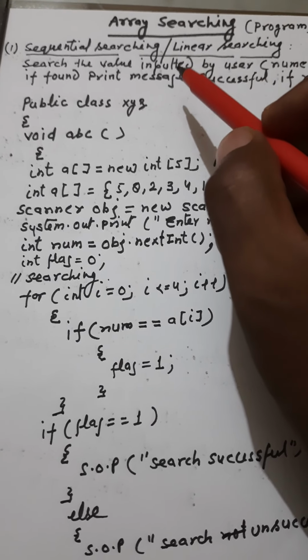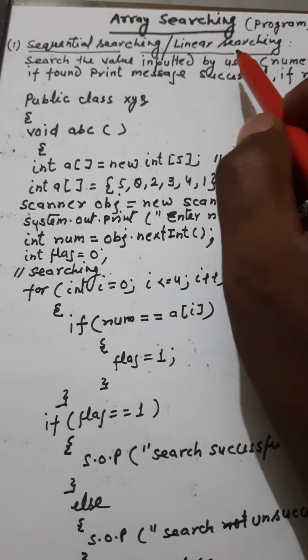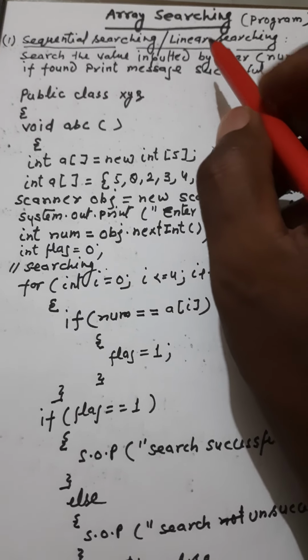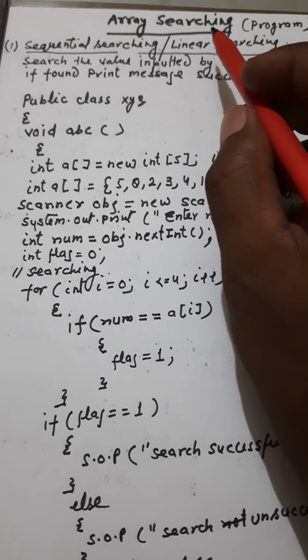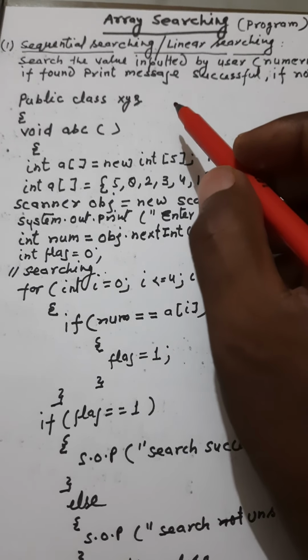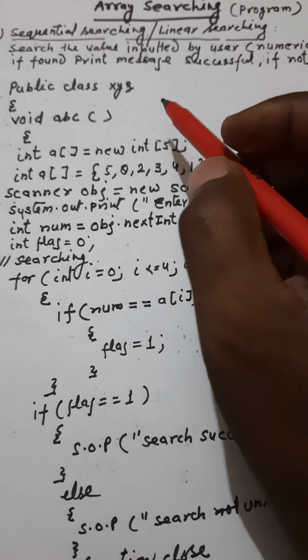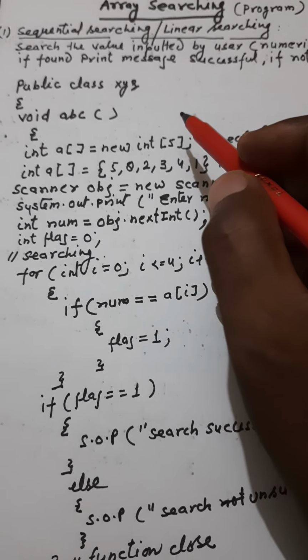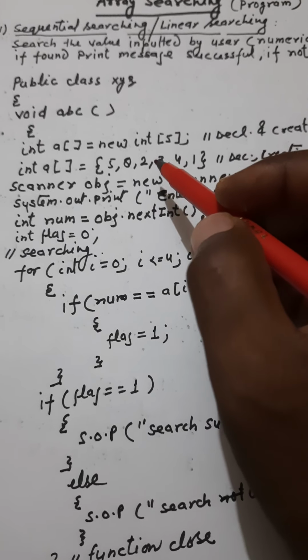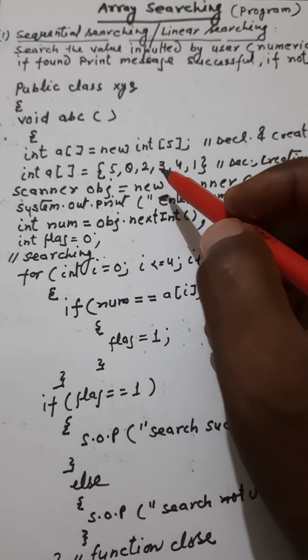So there are two types of searching in array. One is the sequential searching or the linear searching, and second is the binary searching. And the meaning of searching is: some values will be stored into the array and the user will input any value, and whether this value is present in the existing array or not, that is called searching.